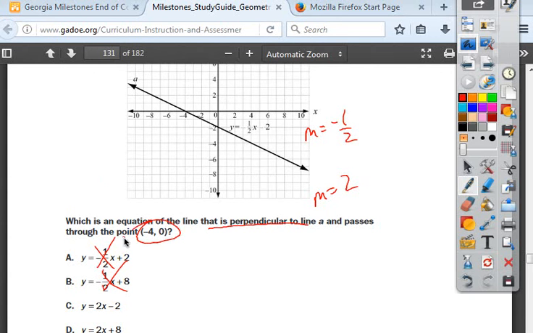All you got to do is put these numbers in for x and y and see if it works. If I put in -4 right here, do I get 0 as an answer? No. If I put in -4 right here, do I get 0 as an answer? 2 times -4 is -8. -8 plus 8 is 0. So I put in -4 and I got 0. So there's your answer. All right. But you got to be careful about, is it asking for perpendicular or parallel?